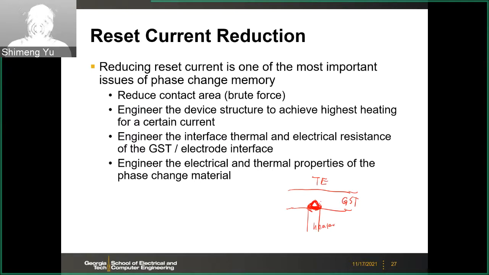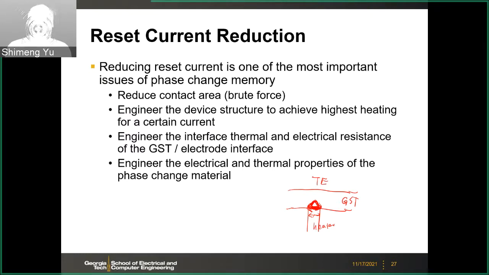So the most straightforward way is to do a simple scaling. If you make your device smaller, let's say the contact size or the pitch or the diameter of the contact smaller, then you reduce the reset current. And the other strategy is to engineer the device structure to achieve the highest heating efficiency for certain current.